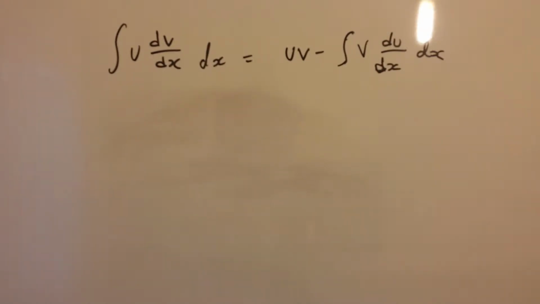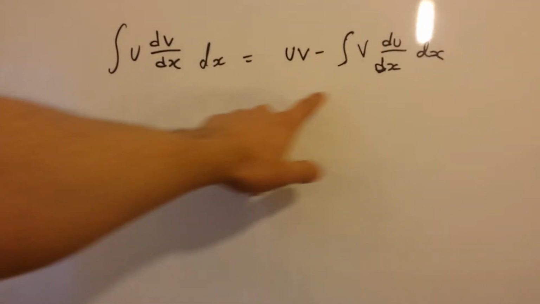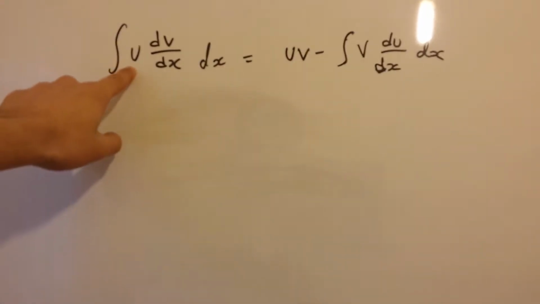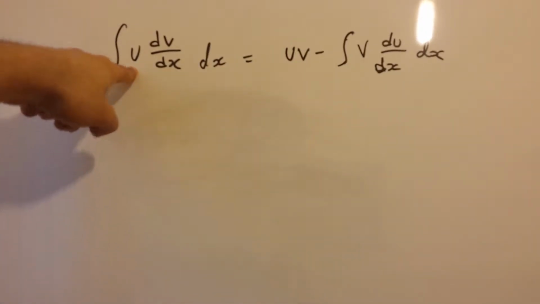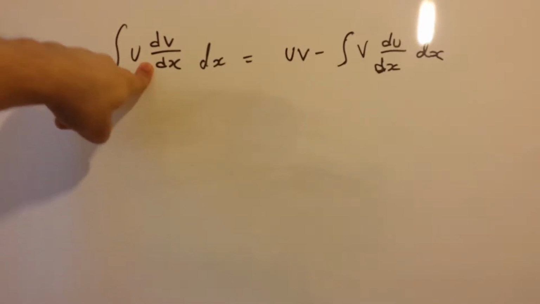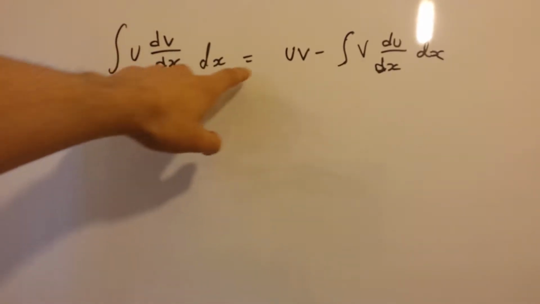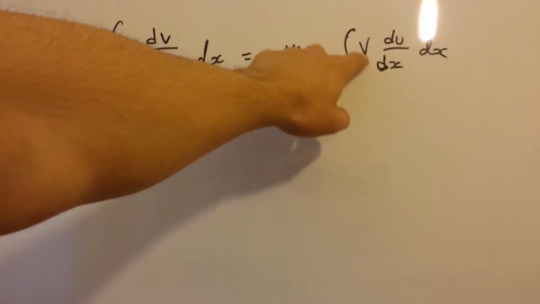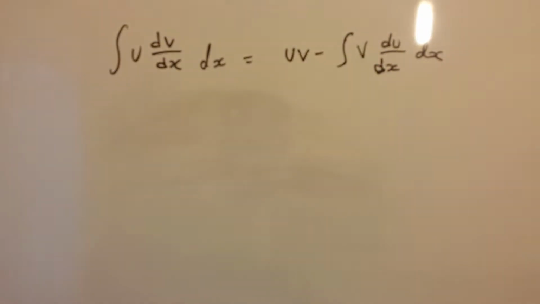Integration by parts is basically the integral of the product of two functions, each of which we could integrate. And this is the formula for integration by parts. It's the integral of the function u multiplied by the derivative of function v with respect to x, and that's equal to u multiplied by v, take away the integral of v multiplied by the derivative of u.